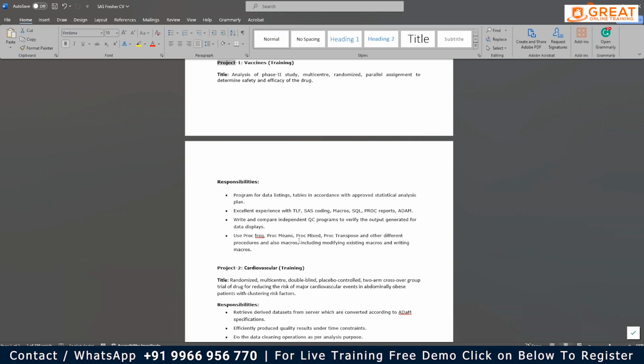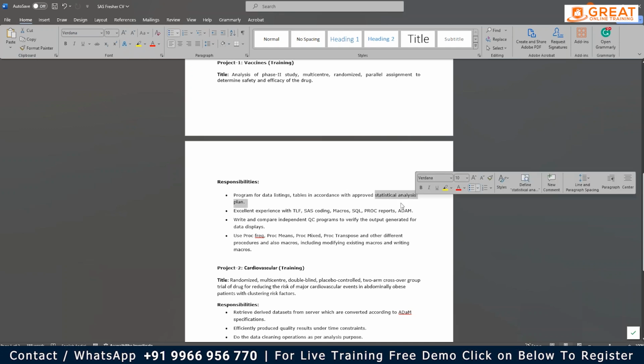So that is how we generally work on the validation side, whenever they send any reports to me. It can be a report, a data set, or anything. You can see the responsibilities are already written, whatever is there. So it's the same, programming all the listings and tables according to the approved statistical analysis plan. It is not the statistical analysis plan, so it is called approved.